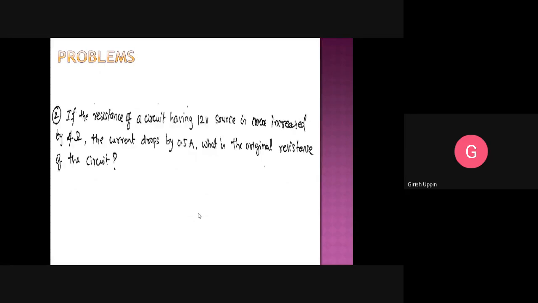We'll take the next problem. Note down the problem. All of you, please note down the problem and start working on this. I will explain the problem; once you understand, you start working on it. If the resistance of a circuit having a 12 volt source is increased by 4 ohms, the current drops by 0.5 amperes. What is the original resistance of the circuit?